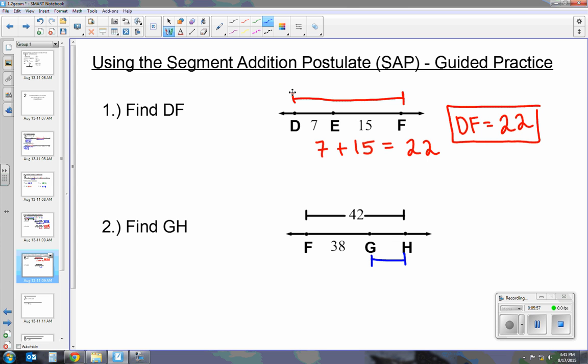And our next one, we're finding GH, and GH is a part. So if I have a whole and a part, I'm going to subtract those. So I have 42 minus 38, which gives us 4. So the measurement of GH is 4. So that's your segment addition postulate. Part plus part equals your whole.